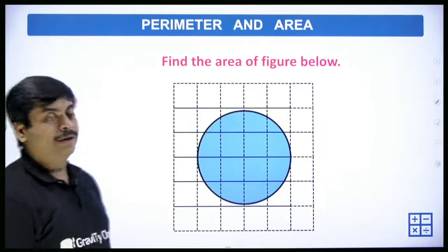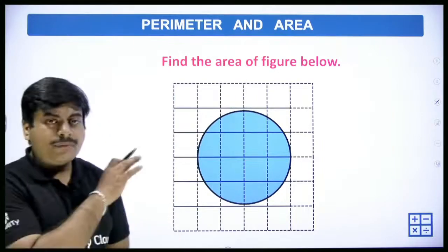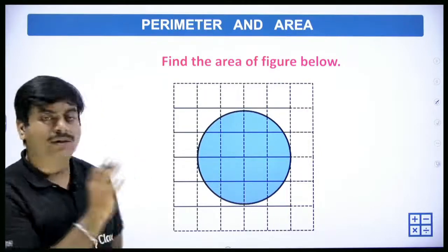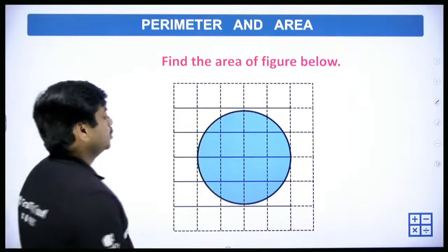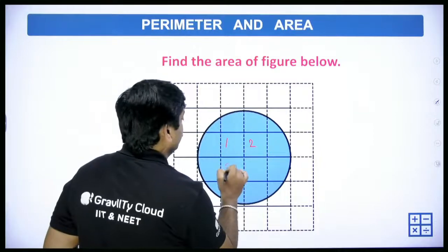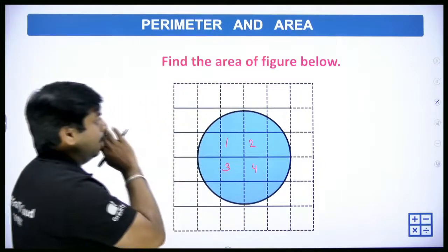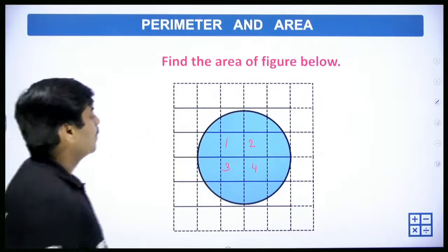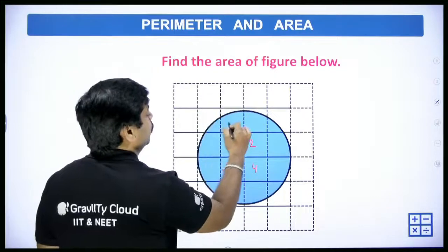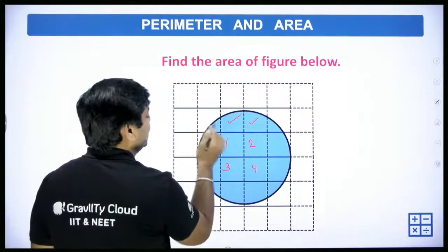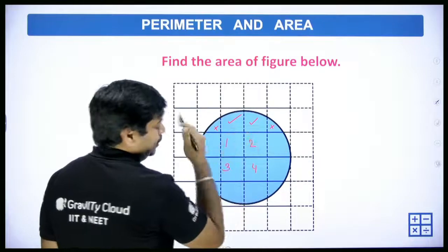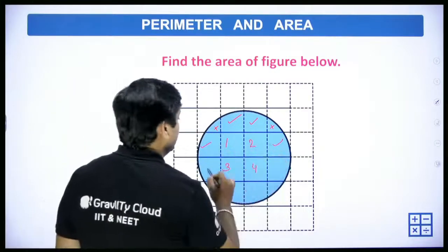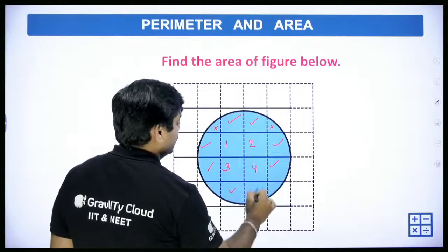Next, find the area of the figure below. Don't worry about the circle, just concentrate on the squares. Here we have 4 perfect squares, plus this is more than half, include 1. More than half, include 1. Less than half, delete. Less than half, delete, right? It is included. So all these are included.